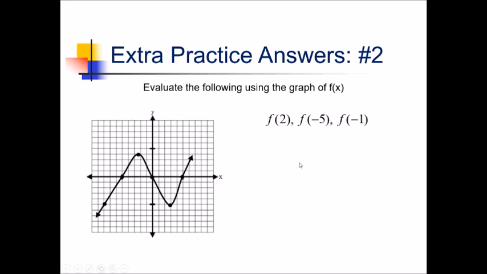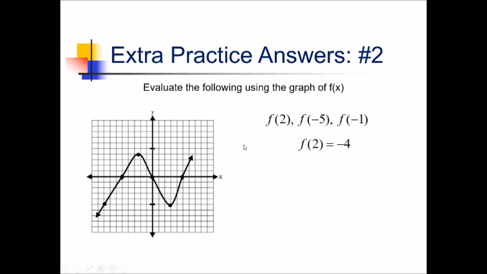For this problem, I want to know the function value at these three different x values. So for f of 2, I'm asking what y value do I get when I plug in 2 for the x on this graph here. So going over to the x value 2, we see there is a y value right here that looks to be -4. So we'll say f of 2 equals -4.